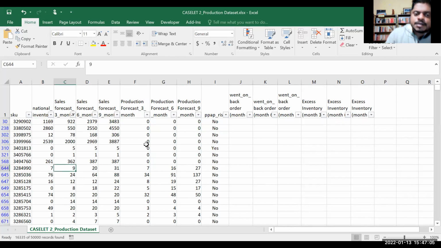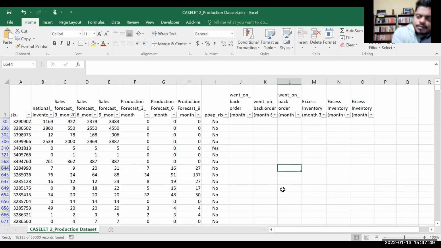Then the production forecast for month 3 is 7, so I produce 7 more. My inventory will be minus 2 plus 7, which becomes 5. But again, I have a forecast of 20, so that is minus 15. In the next 6 months, whatever my inventory after production minus sales forecast, that gives me the back order at month 6. Similarly for month 9. So you have to calculate intelligently, knowing for which month, which forecast you are calculating.